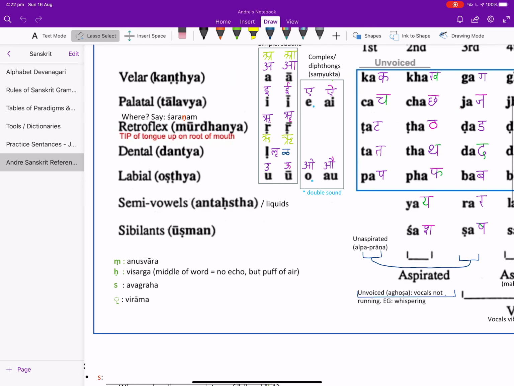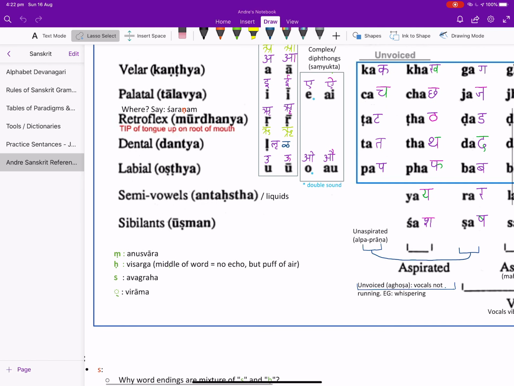Now, that was the palatal. That means most of the sounds were produced in the palate. Now, retroflex. What does this mean? Most of the sounds are concentrated, that is, they're made whereby the tip of the tongue is on the roof of the mouth.